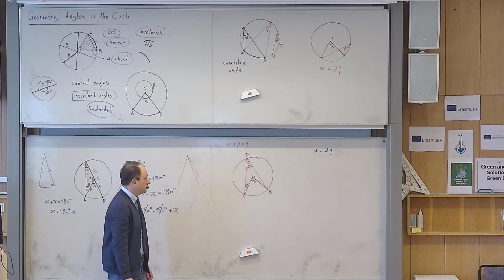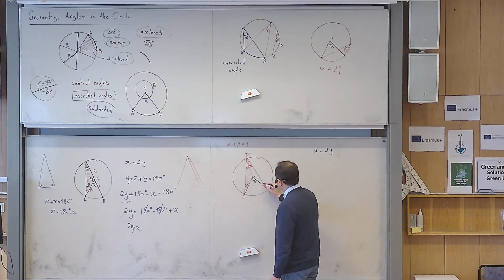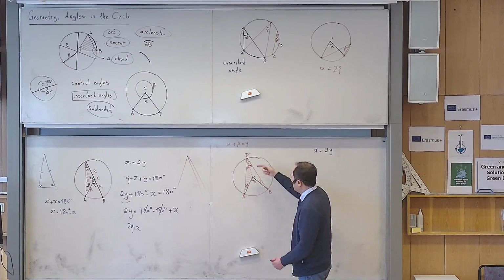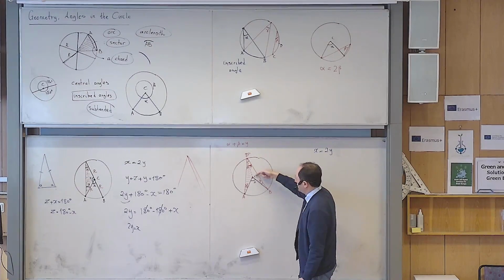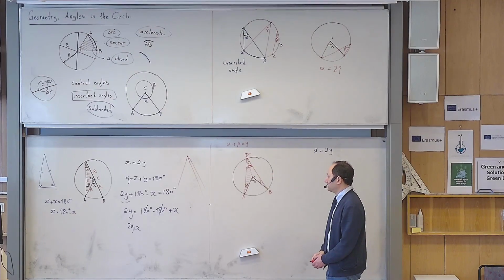Yes? With the same idea, if I call this beta, am I allowed to call this beta as well? Yes, because for the same reason, this length is one radius, and this length is also one radius. So the right-hand side triangle is also an isosceles triangle. Yeah, it is very good. Then what?